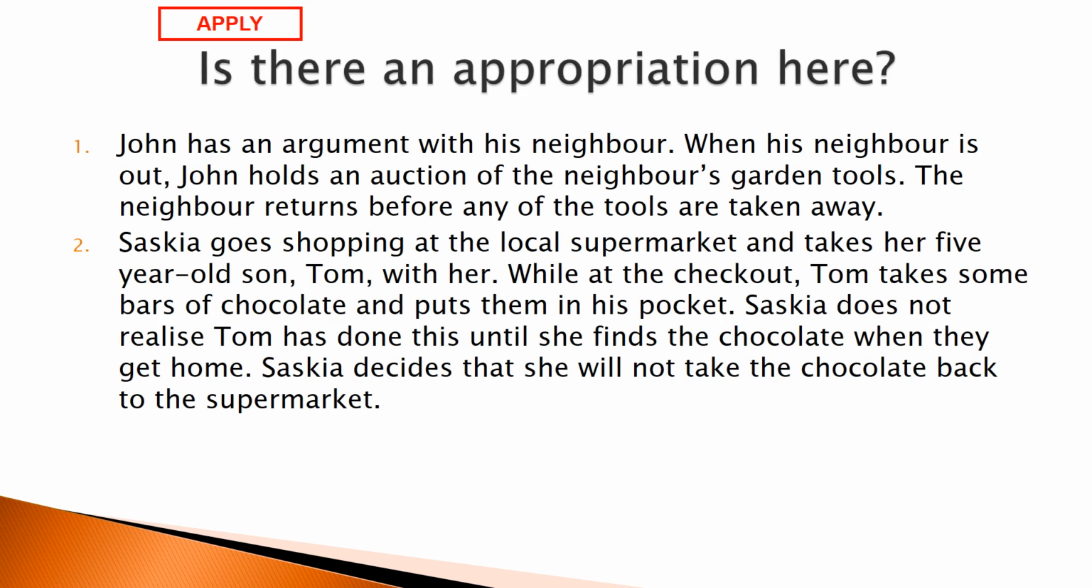So some scenarios, so if you want to pause and have a go, there are 4 scenarios. And then I'll take you through them briefly. So the relevant law here, for John, he would be deemed to have appropriated using the authority of Pitham and Hell. He's holding an auction of his neighbour's tools. Doesn't matter that he hasn't been able to sell any of them.